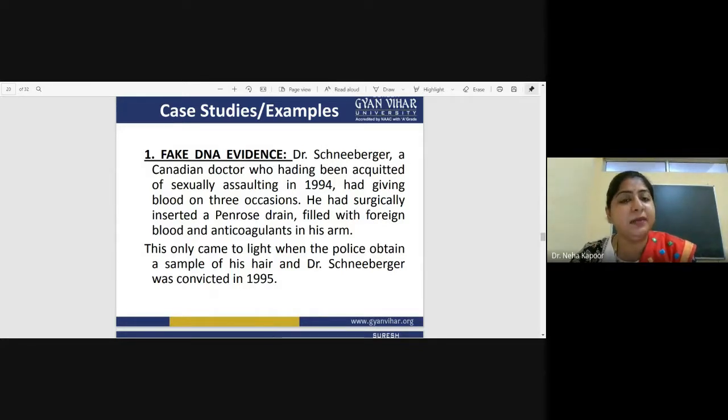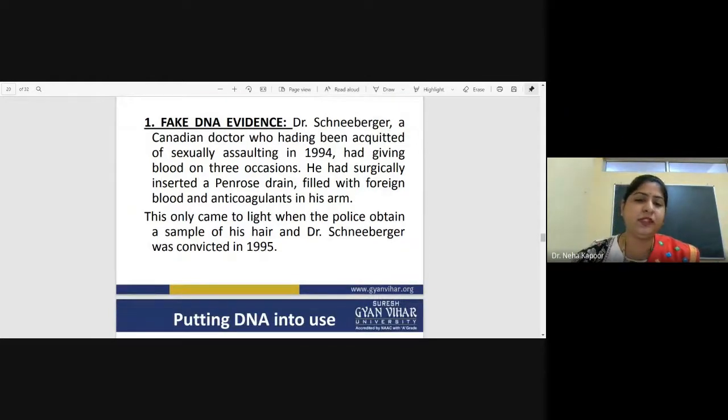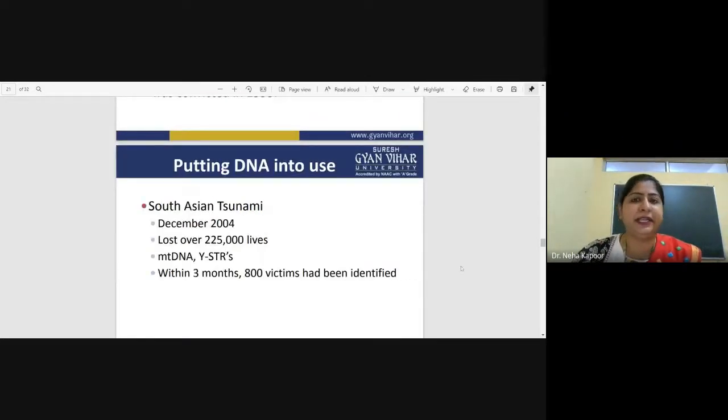This came to light when police obtained a sample of his hair. The bands obtained after DNA fingerprinting were different in the case of blood and different in the case of hair. From there, they ascertained that he had forged the evidence to protect himself. So he was convicted.